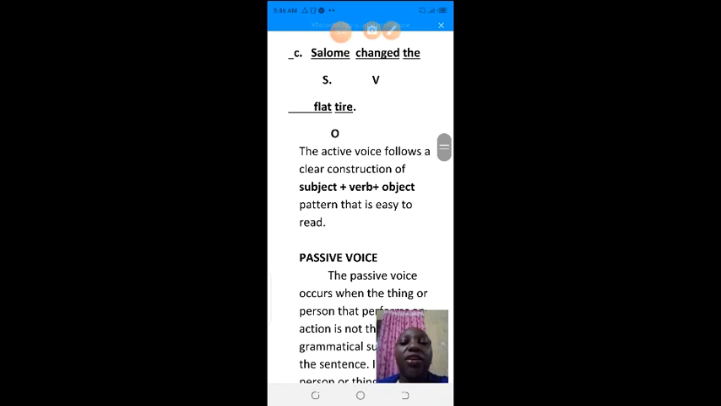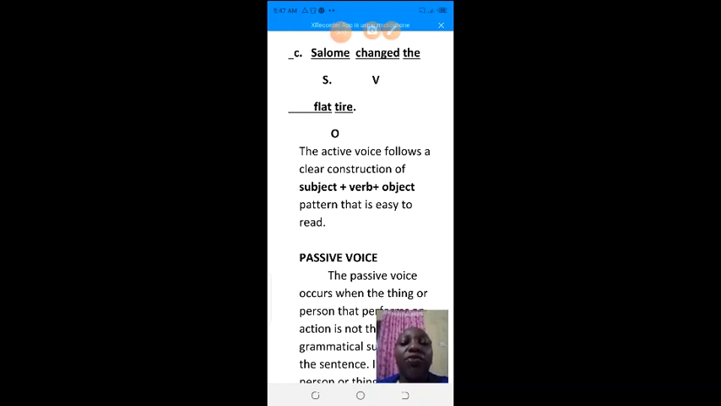Salome changed the flat tire. Salome is the subject carrying out the action of changing something. The action, the verb there, this time, is in the past tense. Changed the flat tire. What did she change? The flat tire, which receives the action Salome carried out. So the flat tire is the object.